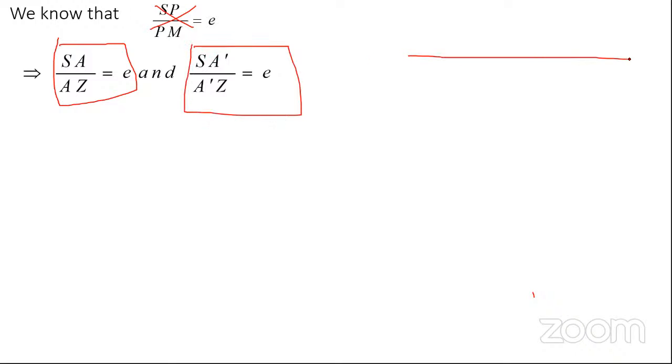From the figure, this is A, this is A dash, this is Z, here is S, this is S dash, and this is C, the center on the y-axis. What is it saying? A divides SZ in the ratio e to 1, that is SA by AZ equals e. Similarly, externally, SA dash by A dash Z equals e.